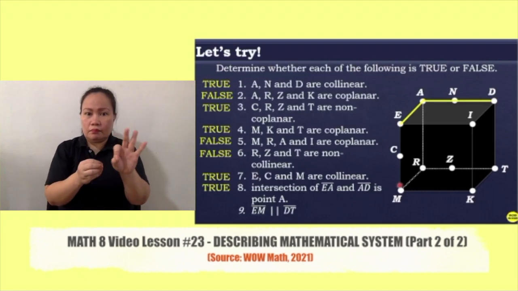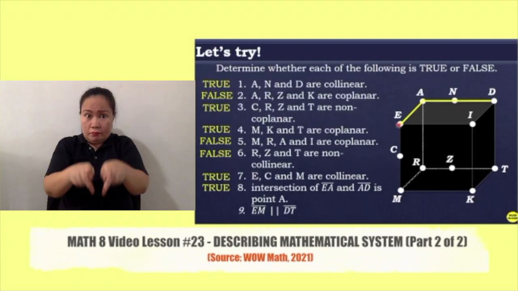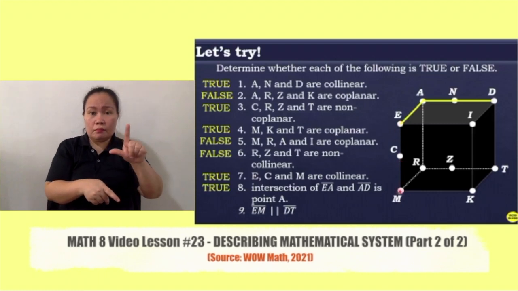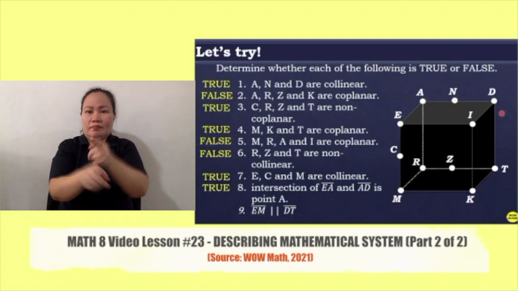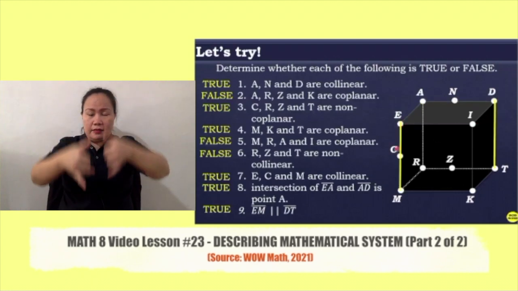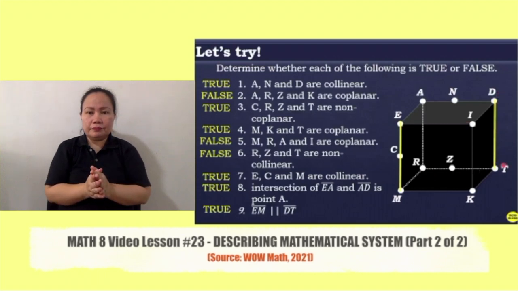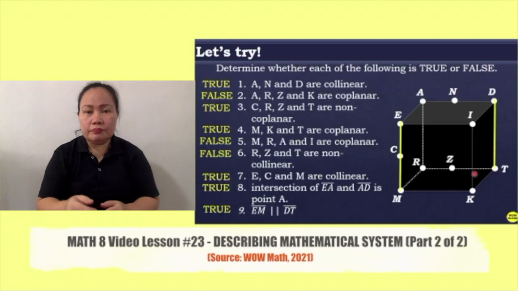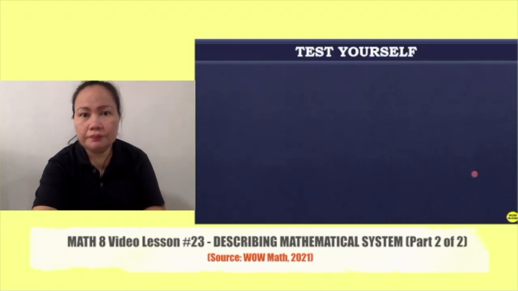And then, segment EM. Ito si EM. Okay, this is your EM. Parallel daw siya sa DT. Ito si DT. So, this is true. Kasi ayan, pag sinabi natin parallel, same yung direction nila at equidistant. Yung same yung distance nila sa isa't isa. Okay. So, let's have this one.